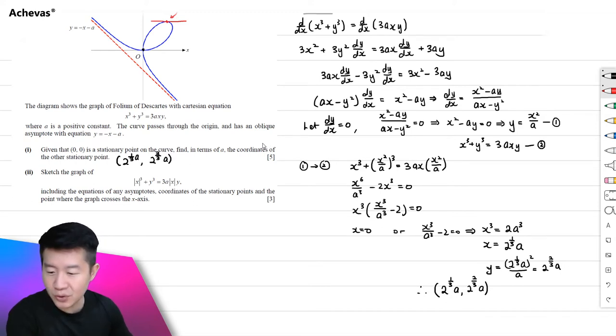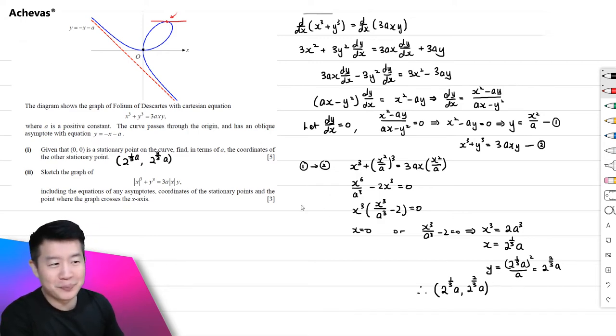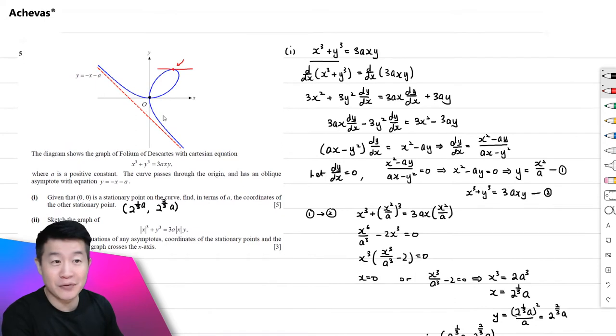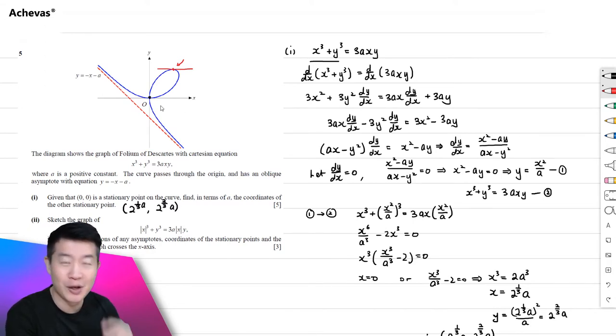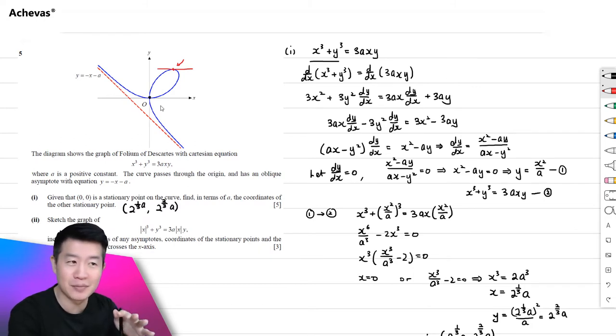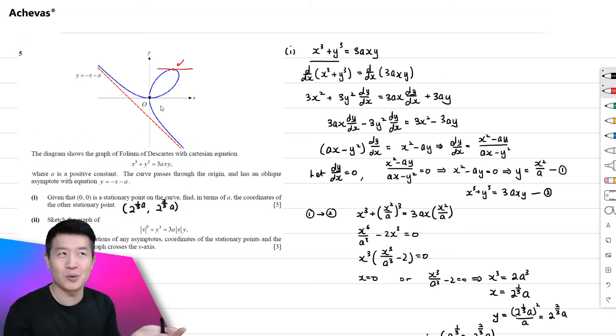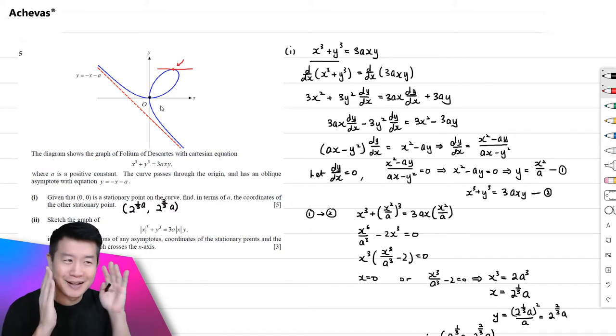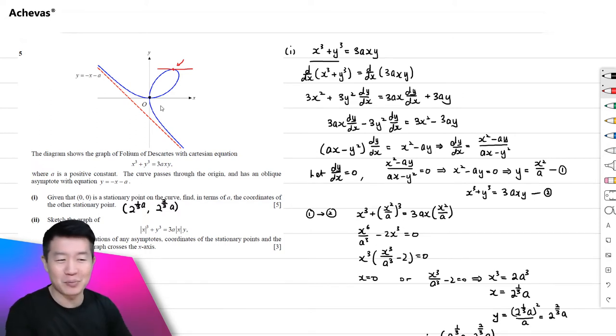Oh, NJC did this also. Yeah, I sort of remember the NYJC question, because it was the first time I saw this volume of the Descartes curve. And I thought it was very interesting looking. It probably follows some kind of pattern. I've never learned this or heard about this before. So when it came out in NYJC, because I have students from NYJC, when they showed me the paper, somehow this just left me with that impression.